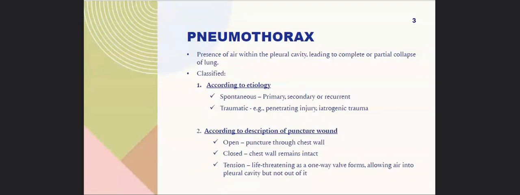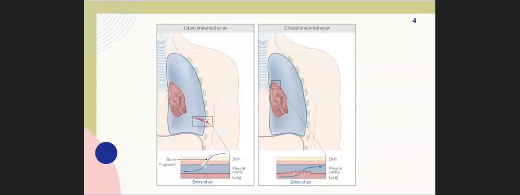If it's classified according to the description of the puncture wound, we have open, closed, and tension pneumothorax. Open if the puncture is through the chest wall, closed if the chest wall remains intact, and tension if there is a one-way valve that has been formed, allowing air to enter the pleural cavity but not really to escape out of it.